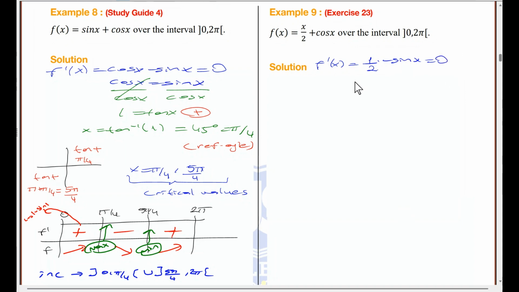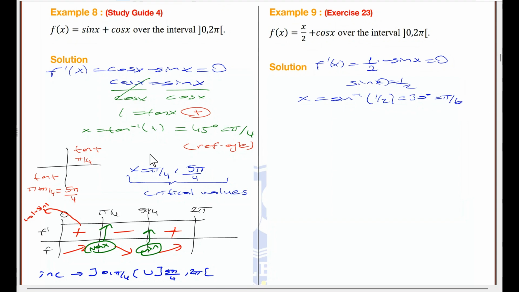Bring sine x to the other side. Sine x is half. To find the angle, let's use the inverse function. Sine inverse of 1 over 2 is 30 degrees. 30 degrees means pi over 6 in radians. Since in Wazari they never use degrees in options in multiple choice questions, it's better to get used to converting degrees to radians. This is what we are going to see in the options.